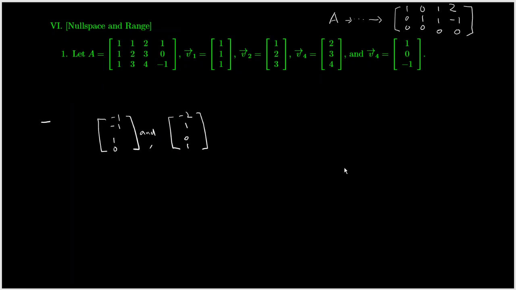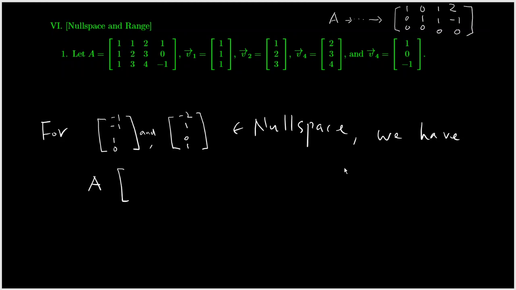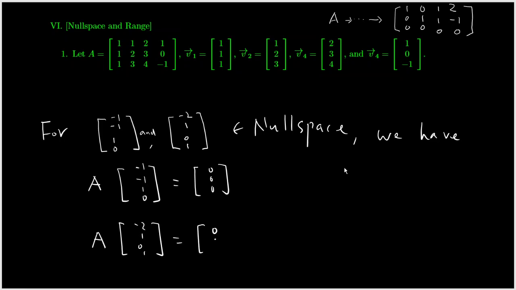It doesn't matter. For these two vectors in the null space, to answer the question, you just choose two different vectors from the null space. Now we're going to compute the output. These are two different vectors, right? We have the output for the input of -1, -1, 1, 0. Because these two vectors are from the null space, the output has to be the 0 vector. And also the output for the input of -2, 1, 0, 1 is also the 0 vector.